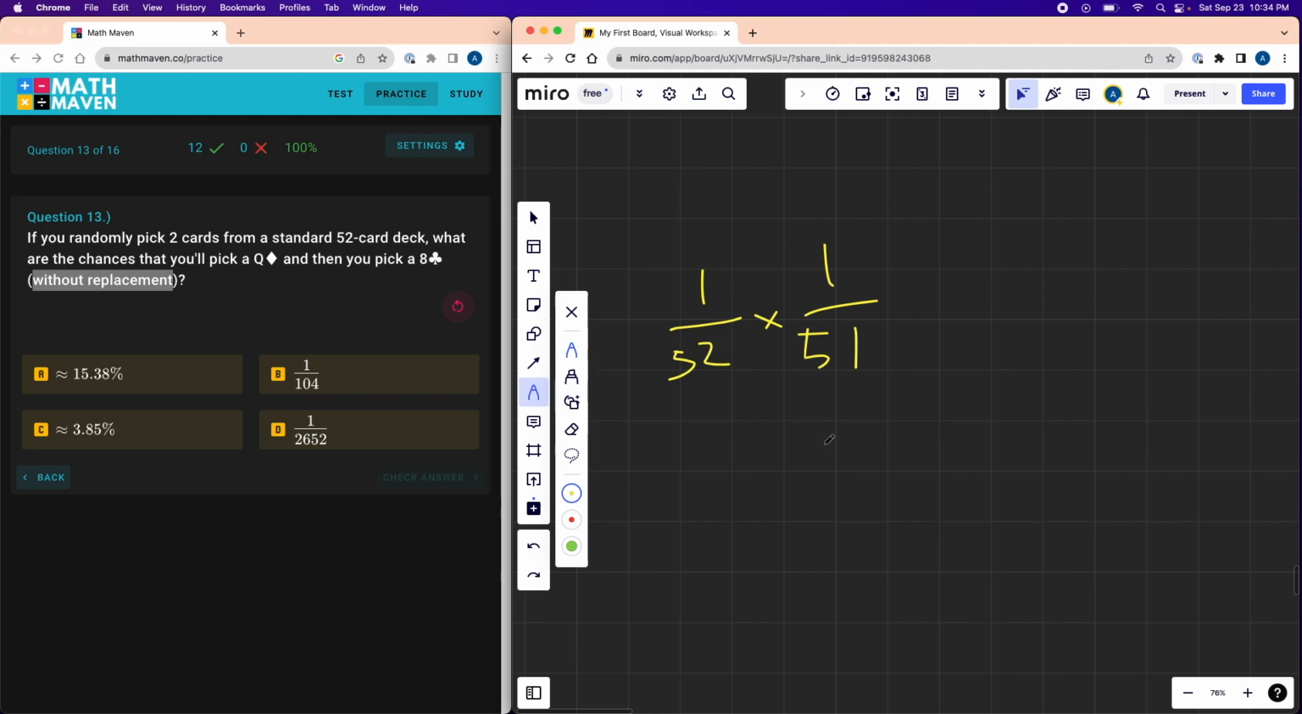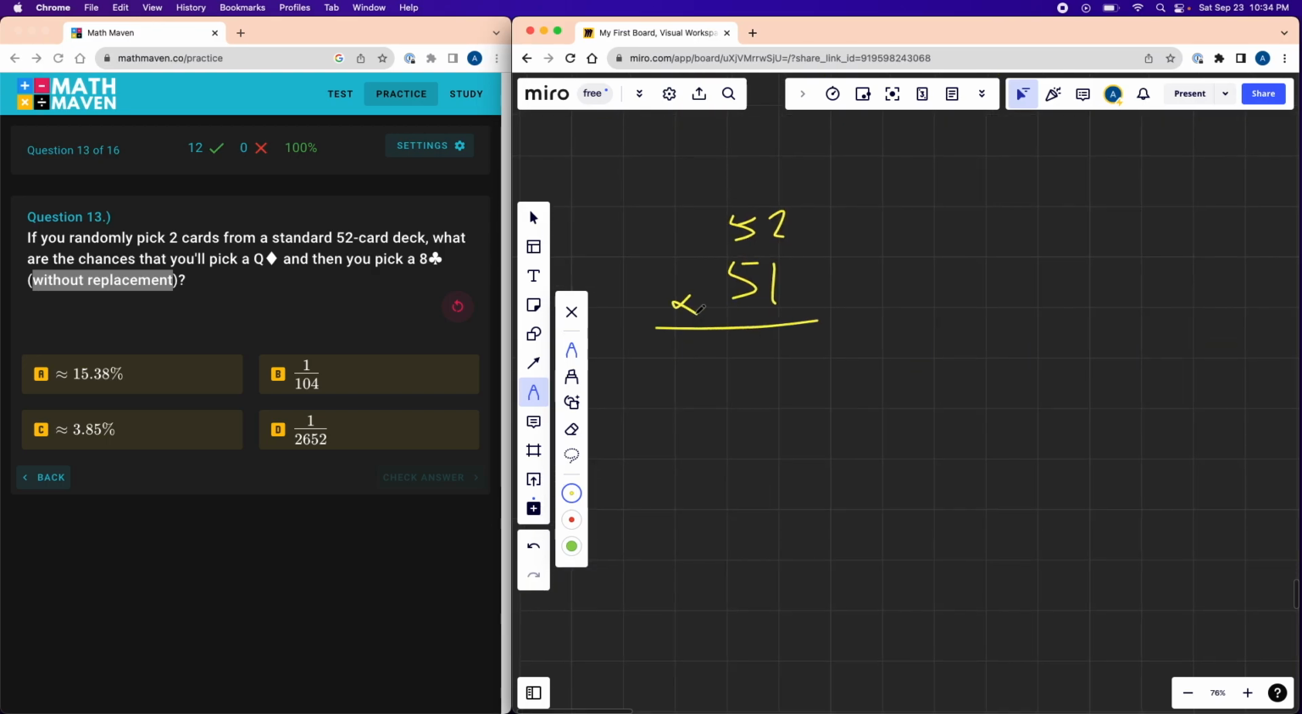All right, so with that out of the way, now it's just a simple multiplication problem. Multiplying these 2 fractions here, 1 times 1 is going to give us 1 on top. 52 times 51. I can't do that in my head, so we'll do some scratch paper down here. Give myself a little bit more space. 1 times 2 is 2. 1 times 5 is 5. Drop our 0 for the tens place.